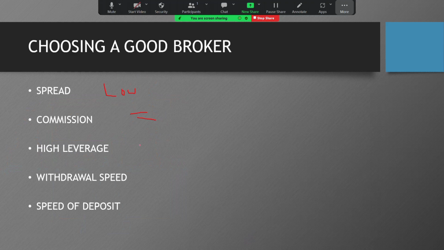You want high leverage. You want them to give you high leverage, so you can increase your buying power. You want fast withdrawal speed, and you want your speed of deposit to be fast.